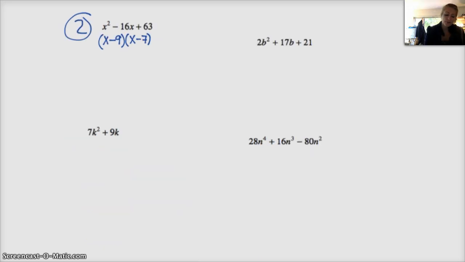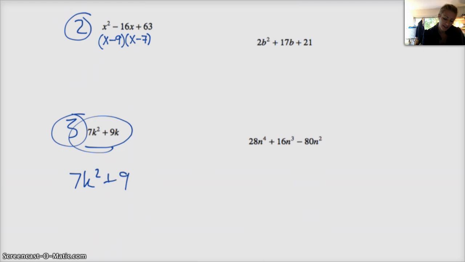All right, number 3, which I'm deciding to label as 3, has 7k squared plus 9k. And this one's a little different because it doesn't have 3 terms. Okay, it just has the 7k squared and the 9k. So probably the best way to look at this problem is to see if there are any terms that you can pull out. So since you have 7k squared plus 9k, right, both terms have a k. So you can actually pull that out.